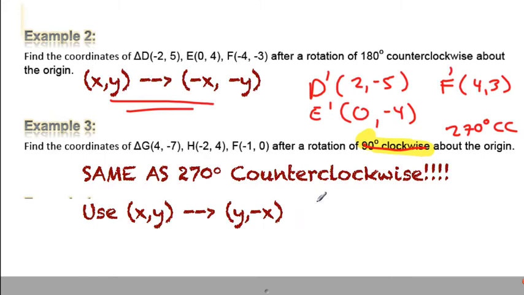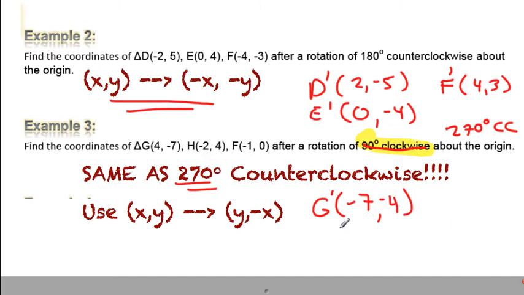Okay, so what are we going to get here? G prime. We've got to switch it, make the second one the opposite for 270. That's what the rule is. So switch the order, make the second one opposite. So switching the order gives me this, and then make the second one the opposite.